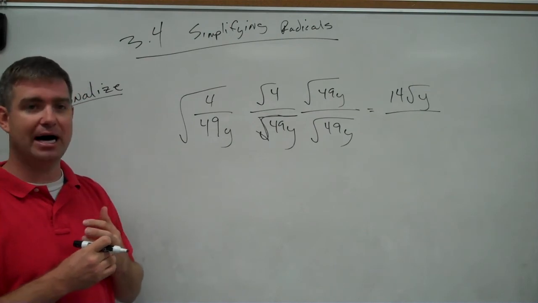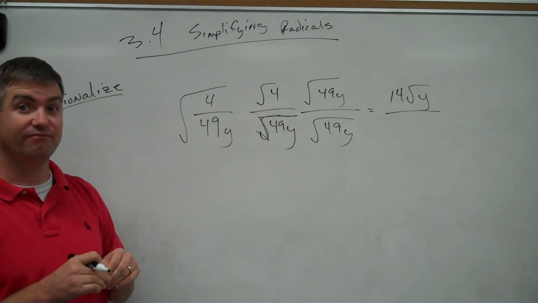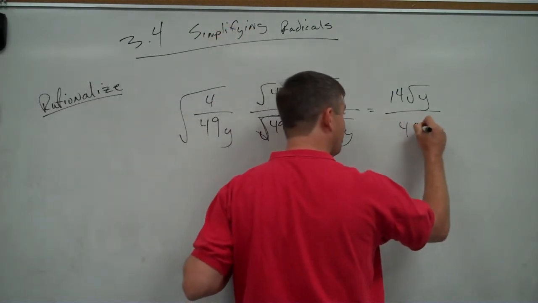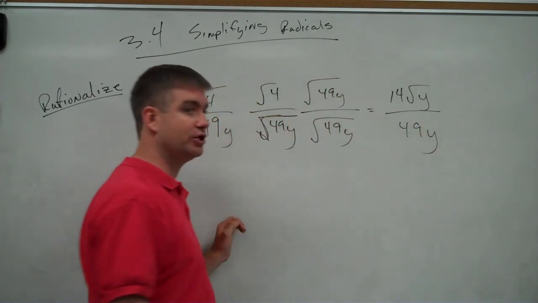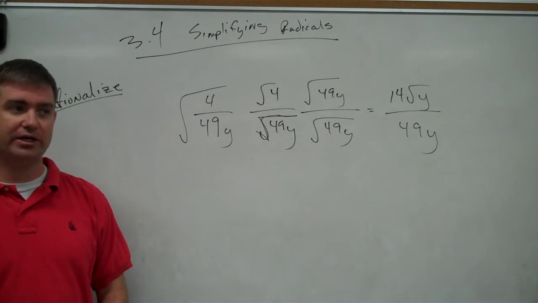What do you get on the bottom? This is very important. What do you get on the bottom? 49y. The radical is gone. Right? That's the whole point. 49y. The radical is no longer there. That was our goal in the beginning. What do we do now?